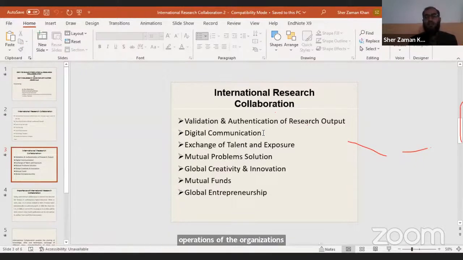And similarly, by having international research collaboration, the highest level of creativity and innovation can be brought into the operation of organizations, universities, research labs, and so on. Similarly, by having international research collaboration, mutual funds can be created and developed.